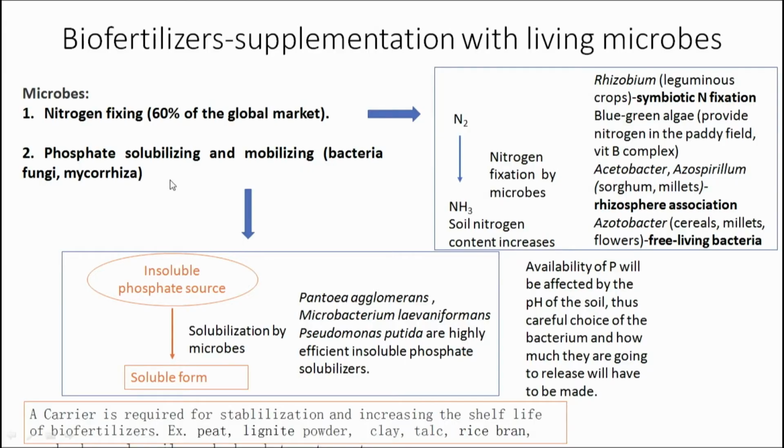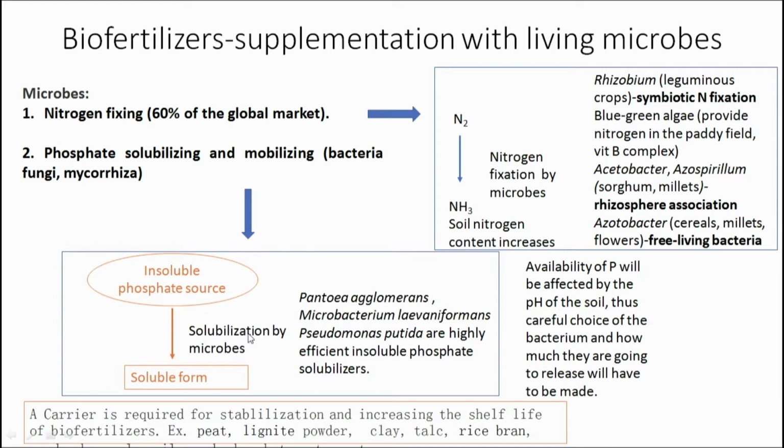Now, the second is that of phosphate. Phosphate is also a very important mineral, and it has to be supplied to the crop plants. What we see here is that much of the phosphate in the soil is in the form of an insoluble phosphate source, and that is something which the plants are not capable of utilizing. So, what do the microbes really do? The microbes, which themselves can be called a biofertilizer, are capable of solubilizing the phosphate, as a result of which it becomes soluble and can be very easily taken up by the plants.